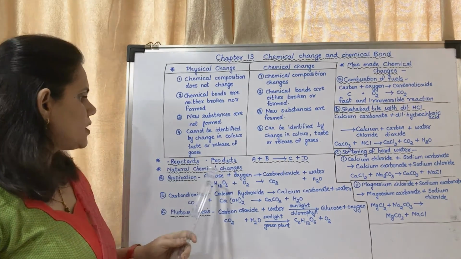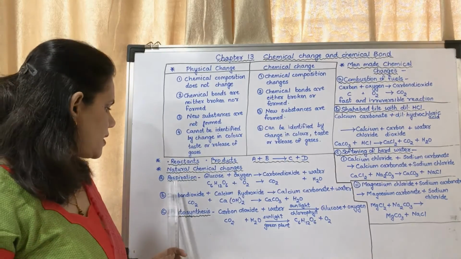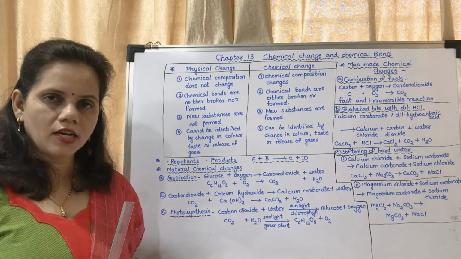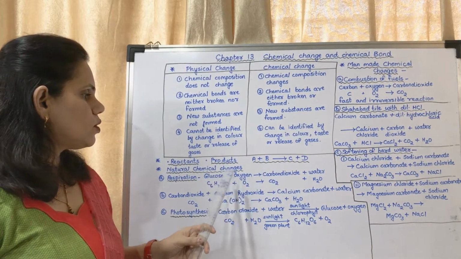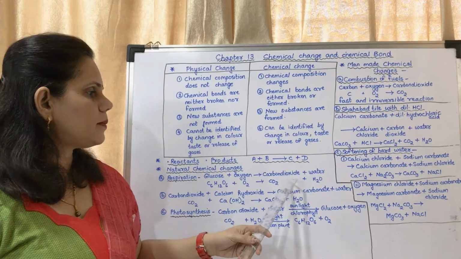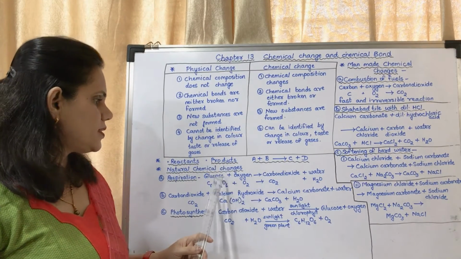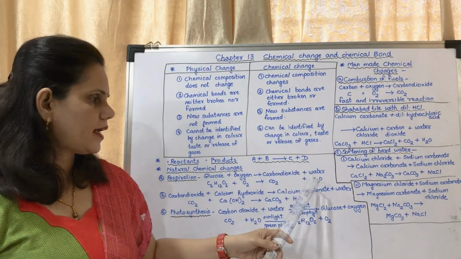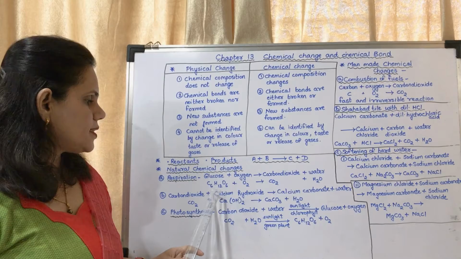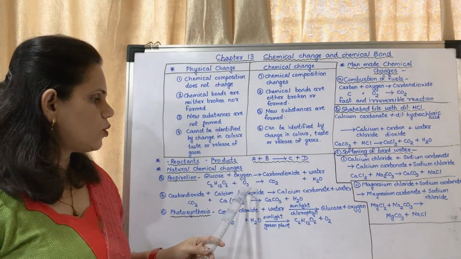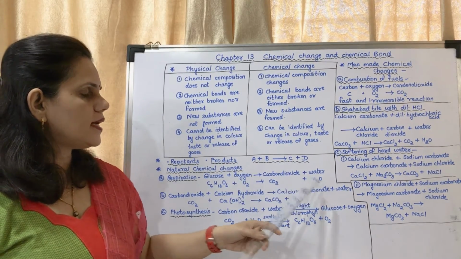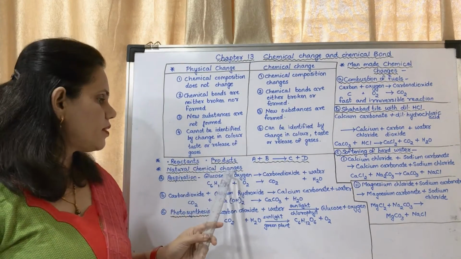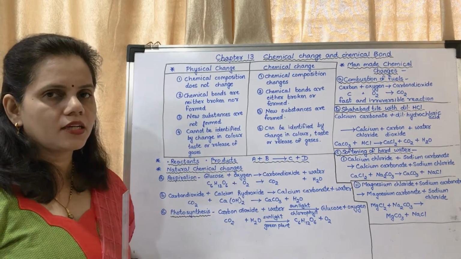Okay, so natural chemical changes, the first example is that of respiration. We had studied about this in chapter 11 about cellular respiration, where glucose reacts with oxygen to form carbon dioxide and water. This is the word equation, where glucose reacts with oxygen to form carbon dioxide and water. Glucose is C6H12O6 plus O2 will give CO2 plus H2O. Okay, this is the chemical equation. So you should be learning the word equation and the chemical equation.